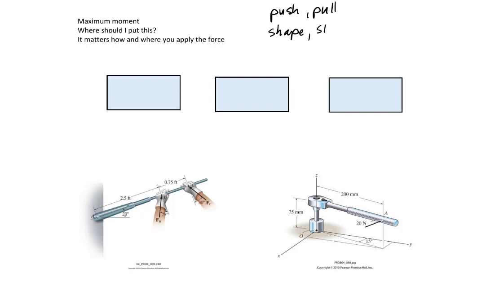However, in chapter 4, we have objects that have shape and size and weight often. And so in those cases, it does make a difference how and where you apply the force.